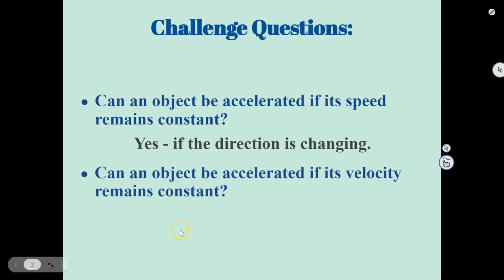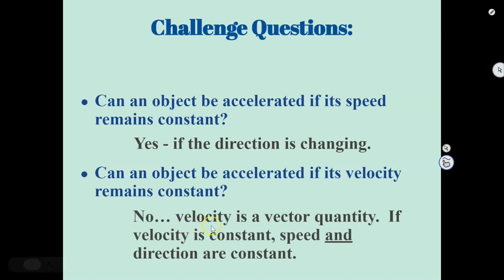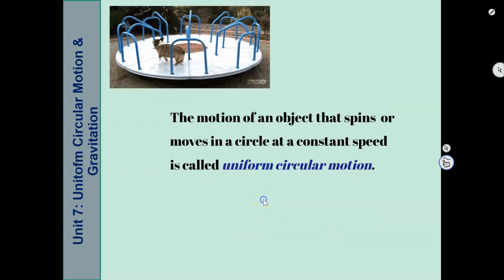The other question is, can an object be accelerated if its velocity remains constant? No. Velocity is still a vector quantity, and if velocity is constant, speed and direction are constant. So this would be an object that is moving in a straight line and not in a circular motion. So we are going to focus now on circular motion.